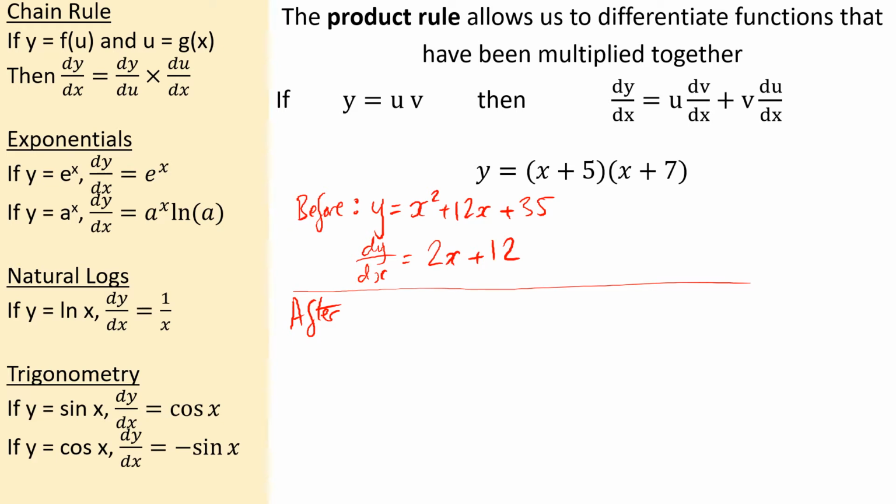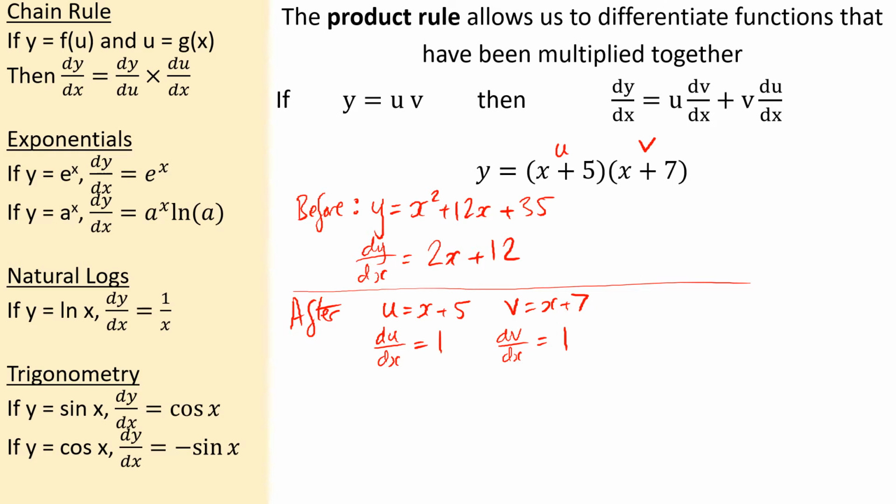The product rule would say here, well, we need to say what u and v is. So this is definitely u and v. It's the x plus 5 times the x plus 7. So u is x plus 5 and v is x plus 7. Then according to this, we need to differentiate them both. We're using a dv and a du. So we're going to differentiate u, and that'll just give us 1. We're going to differentiate v, and that'll just give us 1 as well.